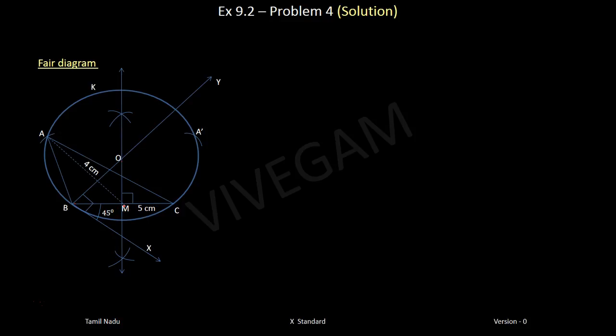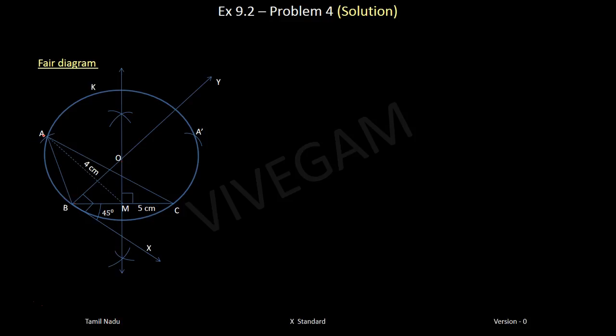But here its median is nothing but the point A, the vertex, joining to the midpoint of the opposite side. So with M as a center, you will have to draw two arcs of length 4 cm, and it will cut the circle at two points. And now you join A at that point to B and C, that is the required triangle.